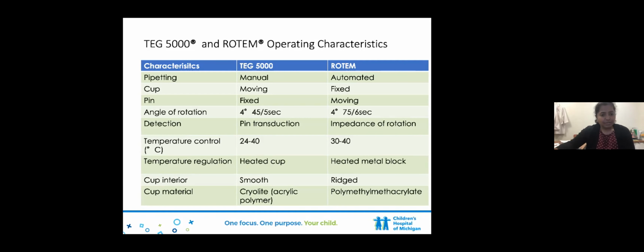They are both viscoelastic assays, and one is thromboelastography and the other one is thromboelastometry. The differences here are pointed out. Primarily, the ROTEM is much more automated than the TEG is. And in the ROTEM, the cup is fixed, whereas in the TEG, the cup is moving. They both actually can have temperature alterations that can be made.